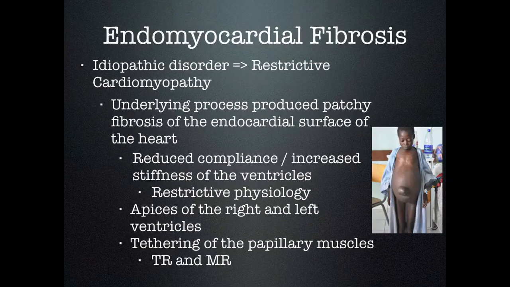Endomyocardial fibrosis is an idiopathic disease and it results in a restrictive cardiomyopathy. The underlying process is produced by patchy fibrosis of the endocardial surface of the heart. This leads to a reduced compliance as well as an increased stiffness of the ventricles, which produces this restrictive physiology characterizing endomyocardial fibrosis. Interestingly, the apices of both the right and left ventricles can become obliterated through this disease, and it helps make the diagnosis. There can also be tethering of the papillary muscles leading to tricuspid and mitral regurgitation.